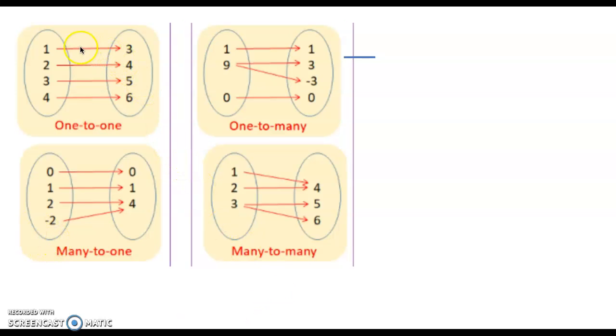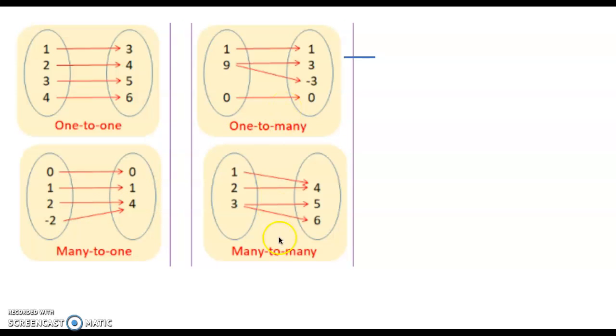Let's take a look. So in the first example, we can clearly see that each value in the first set is matching just one value in the second set. Down here, same thing. Each value in the first set is matching one value in the second set. Even though 2 and -2 are matching with 4, we have one direct relation from the first set to the second set.